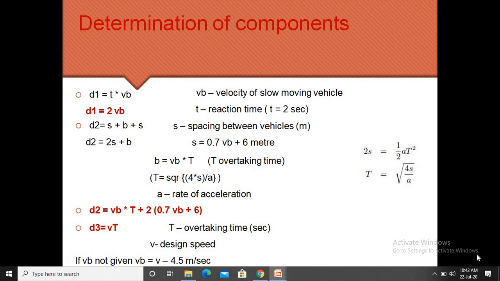So we can take the T value here: 2S is equal to half into A into T square, where T is equal to the square root of 4S by A. Then you can substitute these values directly in D2. D2 is equal to B, that is Vb into T, plus 2S, and S is 0.7 Vb plus 6. Coming to the next one, D3 is V into T, where T is the overtaking time and V is the design speed. Here design speed is 4.5 meters per second.